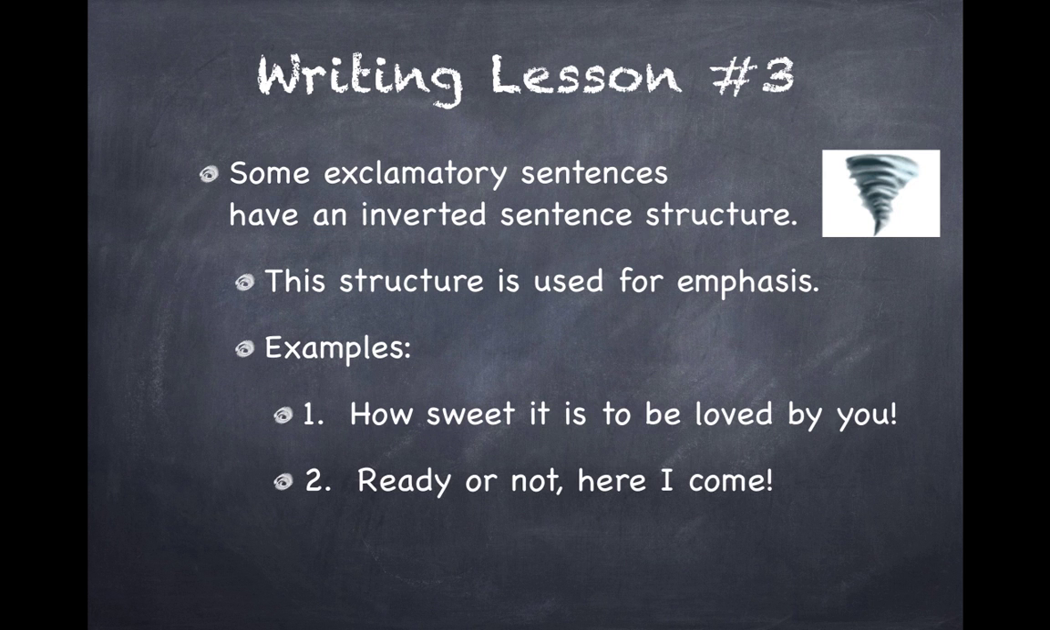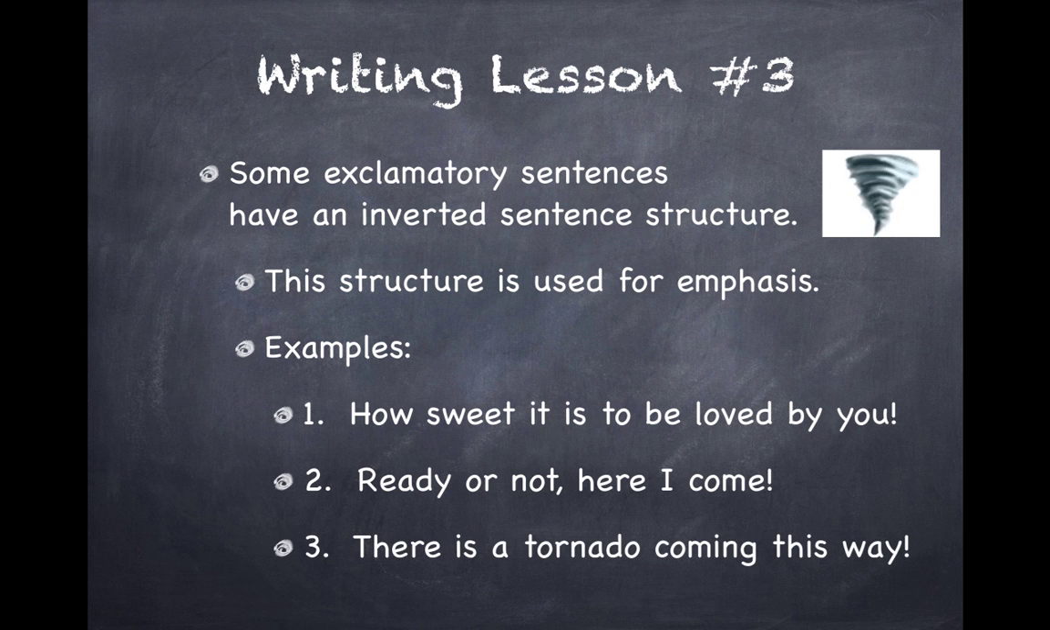If I said, ready or not, here I come. Again, I've started the sentence a little differently. To actually find the subject and verb, you have to look towards the end. The subject would be I, the verb would be come, but again, we're trying to emphasize that, so we rearranged it and said, here I come. And then lastly, there is a tornado coming this way. So again, if we were to rearrange, the subject of this sentence is the tornado, but we're trying to emphasize it, so we put it a little later in the sentence. So we have the verb coming and then the subject.